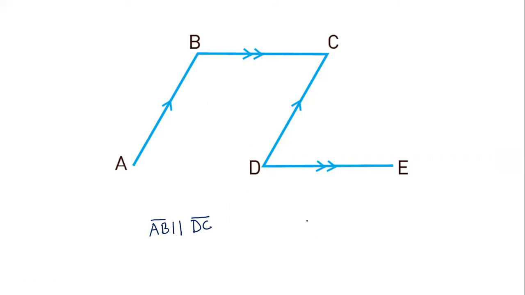Then BC is parallel to which one? Think about that. These are two arrows and these are two arrows. What do you think? BC is parallel to which one?